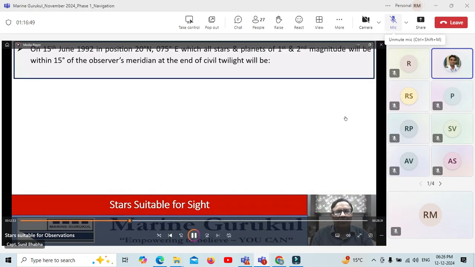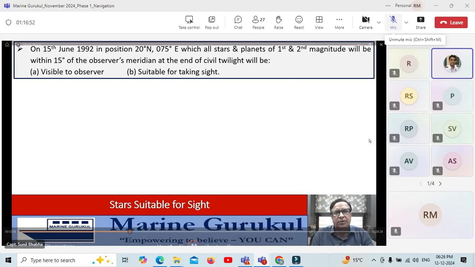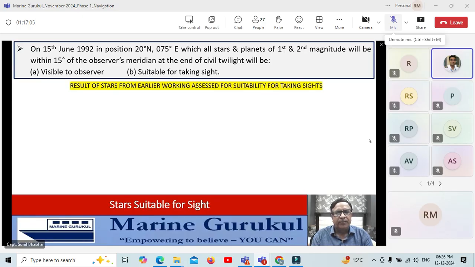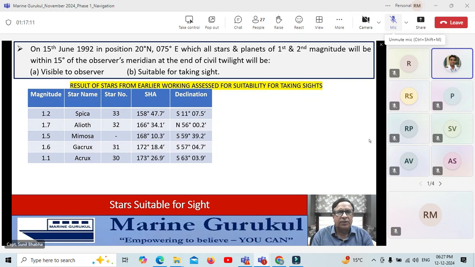So now we can close out this question. First, we have the comprehensive list of all stars and planets meeting the magnitude and hour angle requirement, which I'm sure all of us would agree is the same as the result of question number 1. So we pick up the result of stars from earlier working and now assess whether they are going to be visible or not. These are the 5 stars which meet the requirement of magnitude and the hour angle as far as this question is concerned.